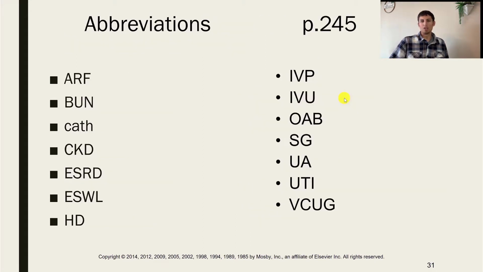Here we see on page 245 this final list of abbreviations, and some of them we've already looked at and mentioned before. Again, note the ARF, acute renal failure, BUN, blood urea nitrogen, cath for catheter, CKD, chronic kidney disease, ESRD, end-stage renal disease, and so on. If we go to the other side of the list, we see urinalysis, UA, and UTI for urinary tract infection.